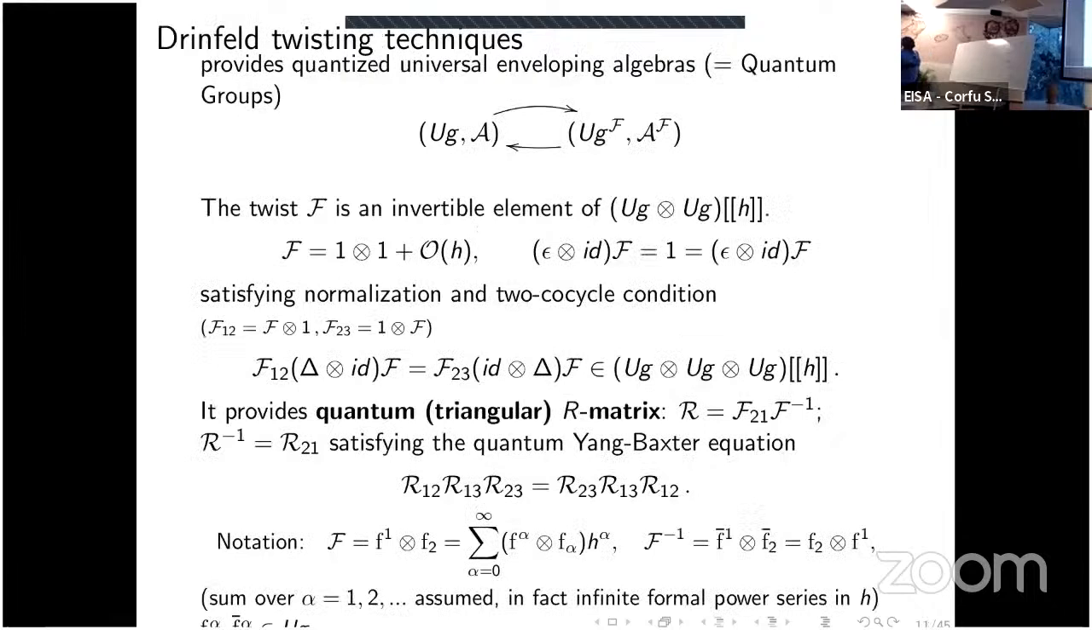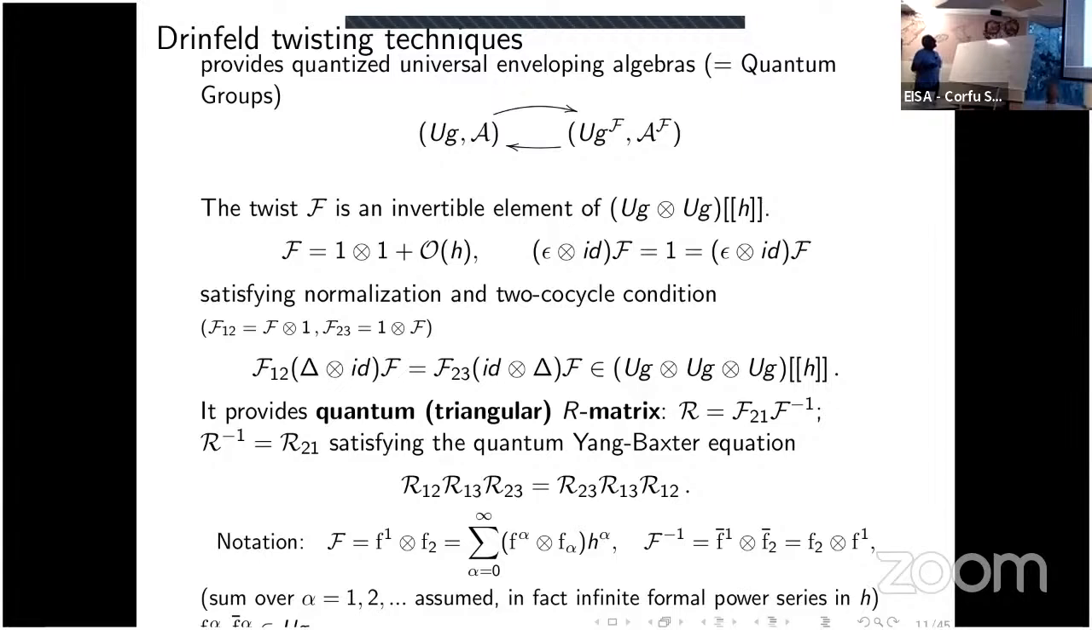One way to quantize the universal enveloping algebra is, as I mentioned before, by a twist. For this, we have to extend our enveloping algebra to the formal power series and take an element from the tensor square of the universal enveloping algebra, which satisfies two conditions. One is the normalization condition, and the other one is the two-cocycle condition, and this condition has to be satisfied in the first power of this tensor product.